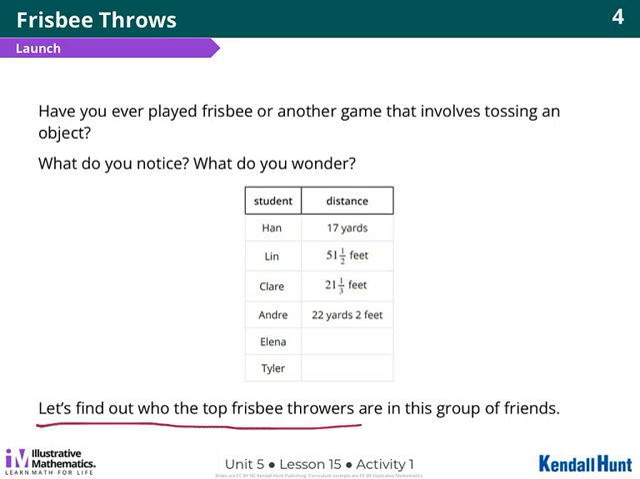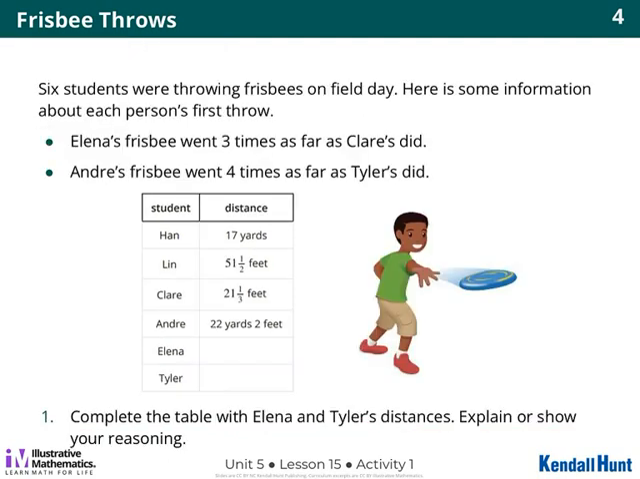So it says, let's find out who the top frisbee throwers are in this group of friends. So we've got a group of friends and they're throwing frisbees. 6 students were throwing frisbees on field day. Here is some information about each person's first throw. Elena's frisbee went 3 times as far as Claire's did. Andre's frisbee went 4 times as far as Tyler's did. Complete your table with Elena and Tyler's distances. Explain or show your reasoning. There we go. We don't have Elena or Tyler's distances because we have to figure them out, right? So they gave us some clues.